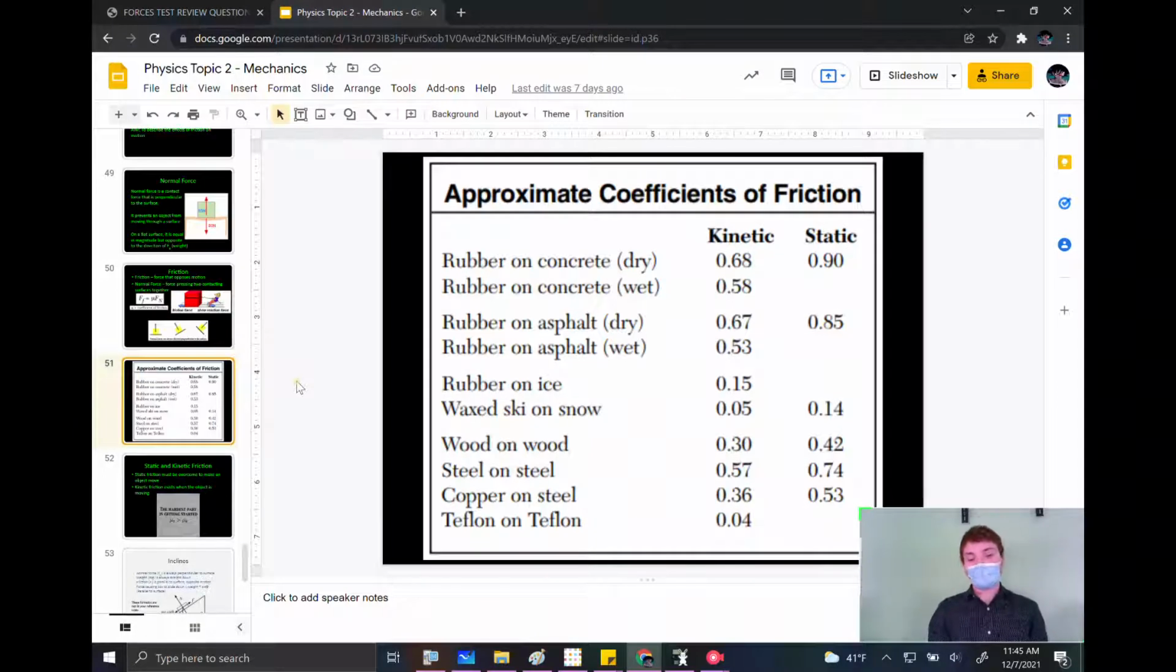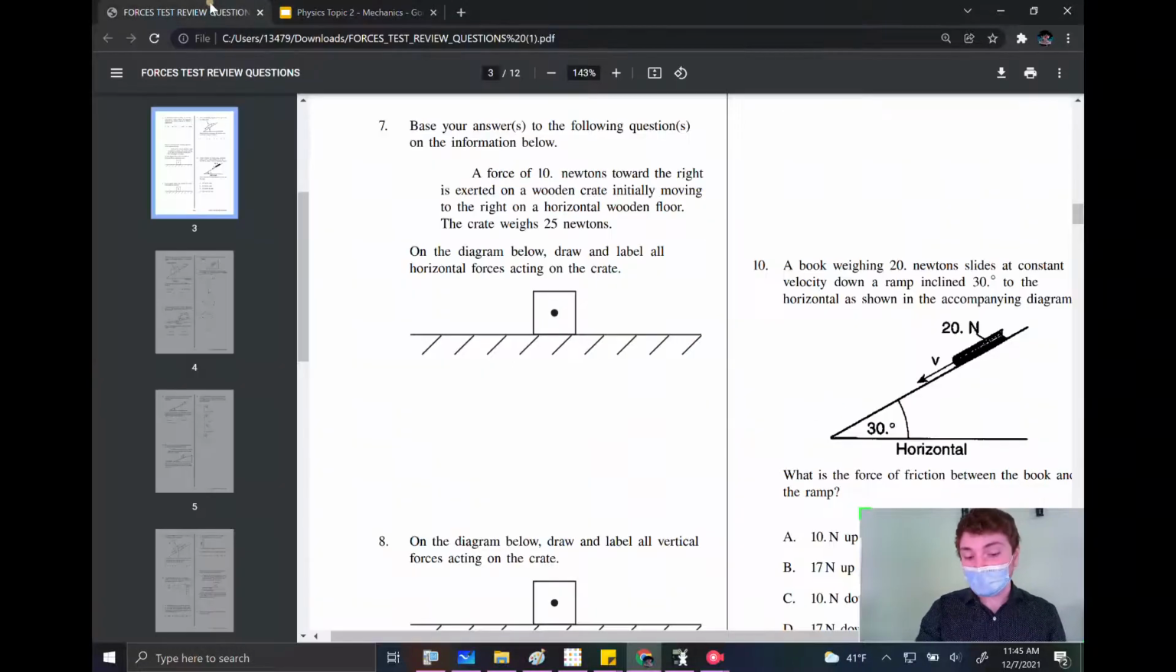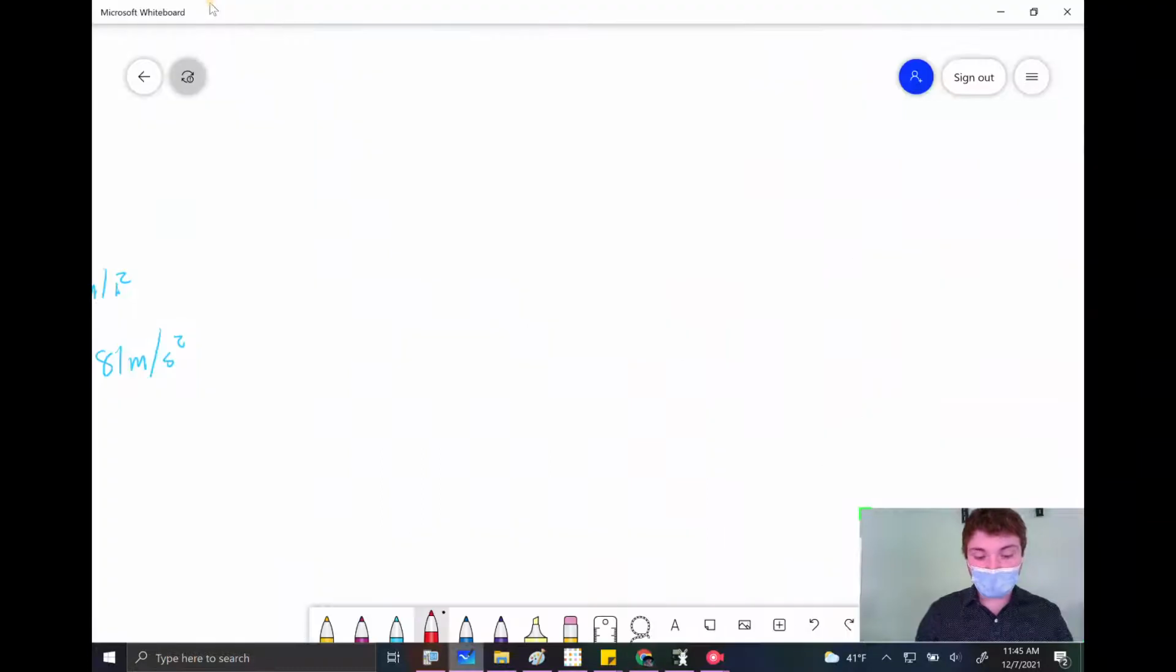Right here. So if we have wood on wood, remember we have two values here. We have kinetic and we have static. Whenever the object is moving, we have to use kinetic coefficient of friction, so we have to use 0.3. Whenever it's not moving, we have to use 0.42, static. So wood on wood, the kinetic coefficient of friction is 0.3 because we are moving in this case, right? It says it's moving toward the right.